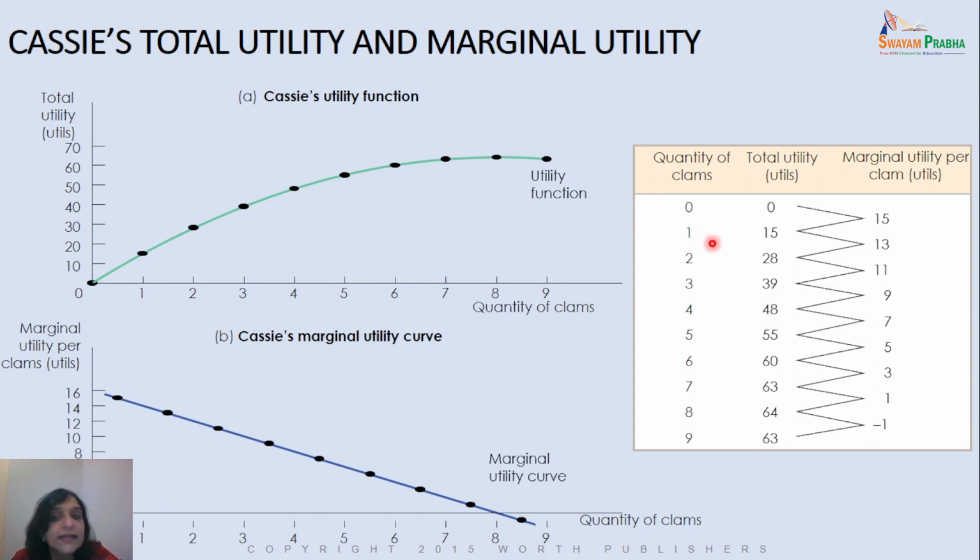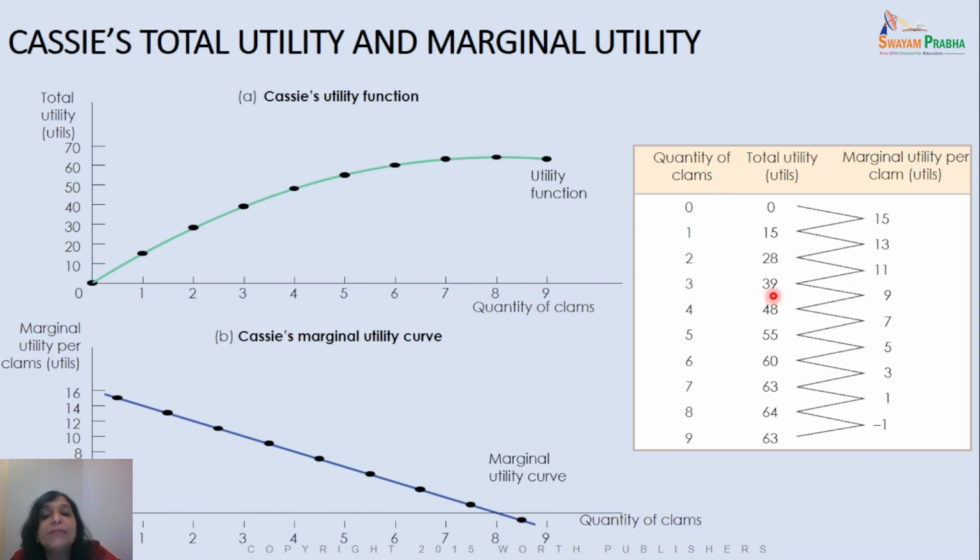So what will be the answer? 15 minus 0, 15. Let us go to the marginal utility of the second. You are moving from 1 to 2. What is happening to total utility? It is increasing from 15 to 28. What is the change, my dear learners? What will be the marginal utility of second unit? It will be 28 minus the previous unit's utility, that was 15. So 28 minus 15 will give us 13.